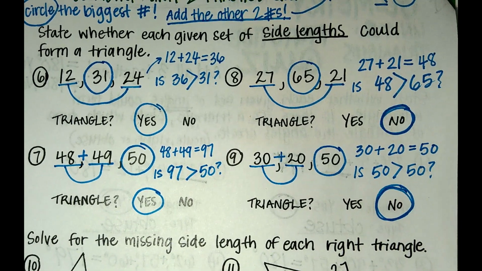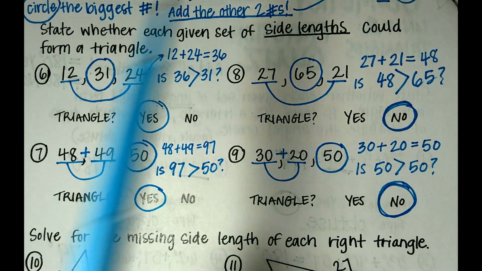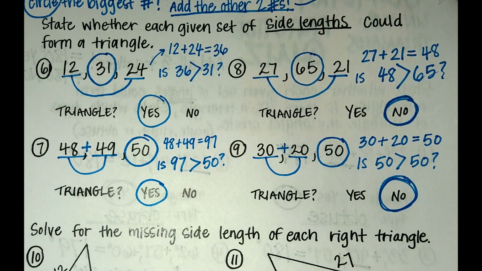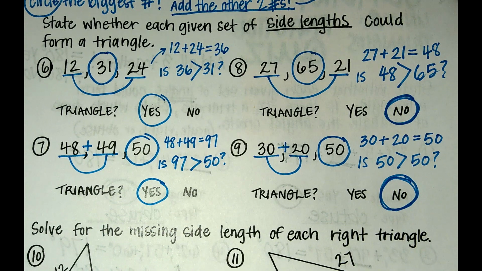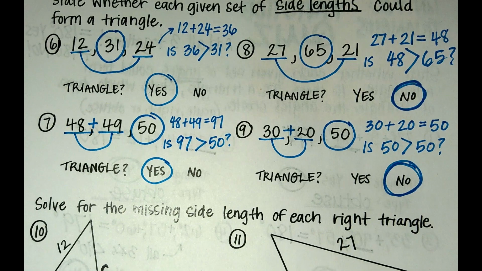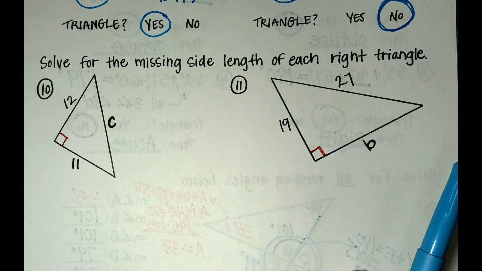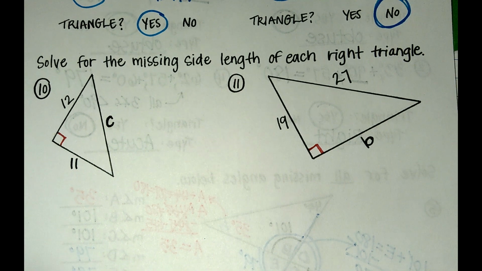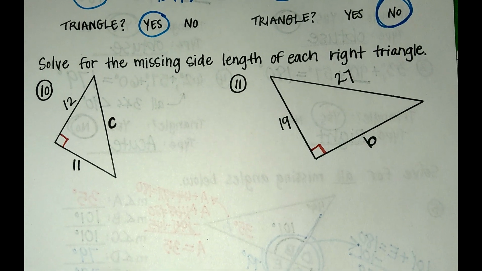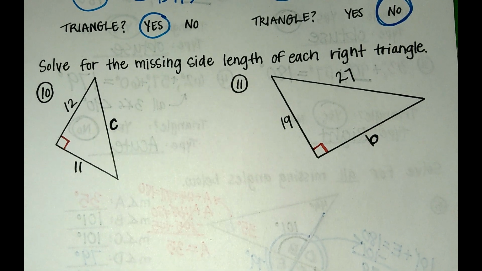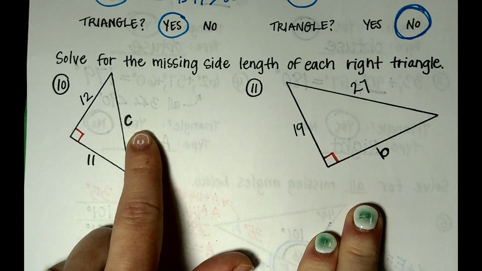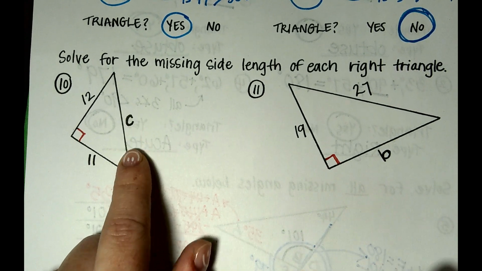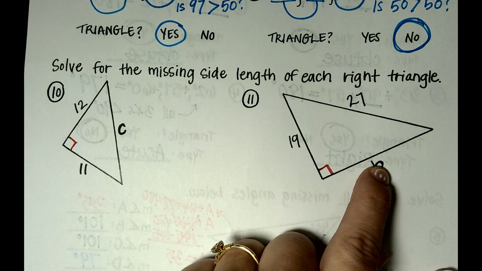Are we ready for number 10? Or do we want to talk about these anymore? No, yes. Okay. Let's look at number 10. Okay, we have a right triangle. Two right triangles. And we're going to solve for a missing side length. Now, I went ahead and told you that we're solving for C on number 10. And 11, we're solving for B.